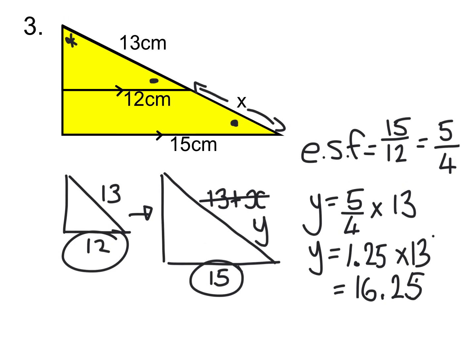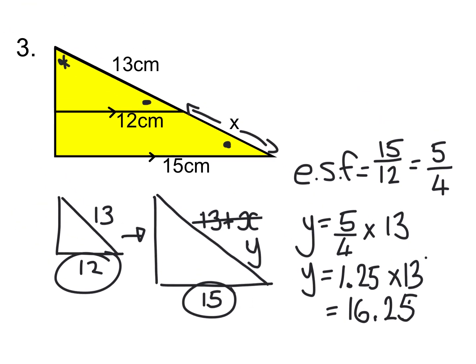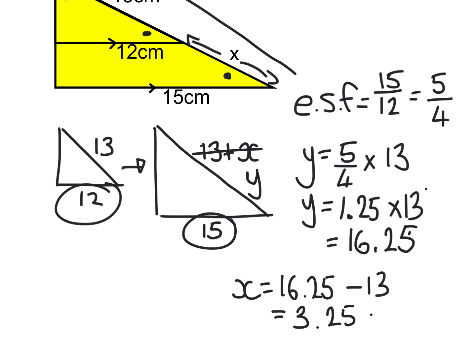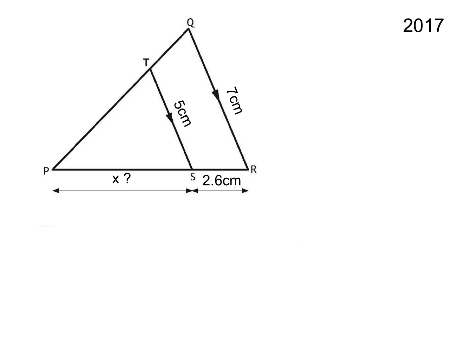So what I've calculated is I have just worked out that this full length from, oops, sorry, I'm not on my pen mode. This full length from here to here is 16.25. So X is just the difference between 16.25 and 13. So to finish the question, X equals 16.25 minus 13, which gives me obviously 3.25 centimetres. Okay, that's tricky.